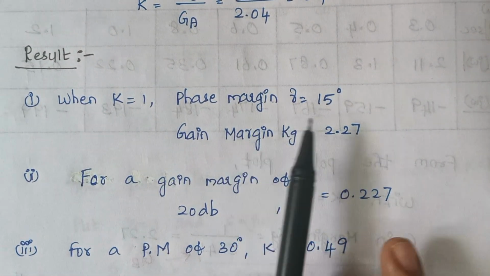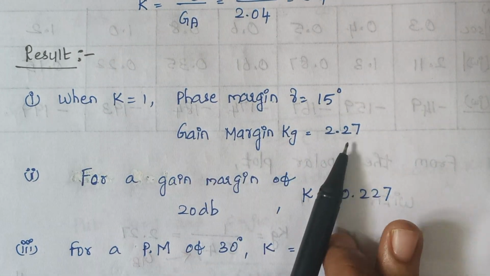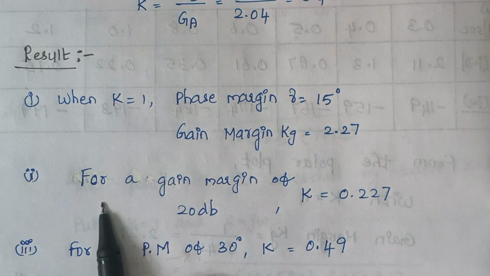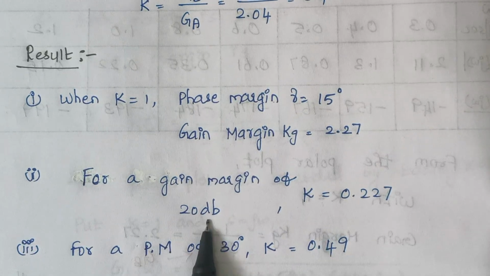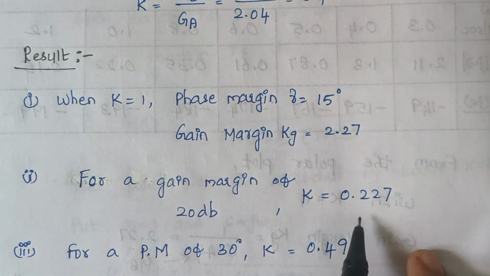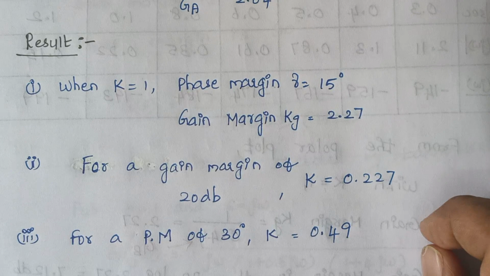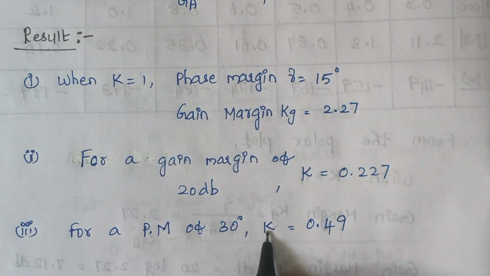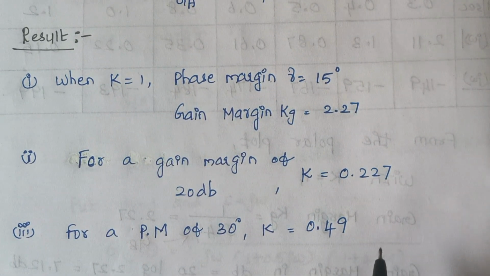So finally the result is, when the value of k is 1, we have a phase margin of 15 degrees and a gain margin of 2.27. And the second thing, for a gain margin of 20 dB, the value of k is 0.227. And for a phase margin of 30 degrees, the value of k is 0.49. Here comes the end of the problem.